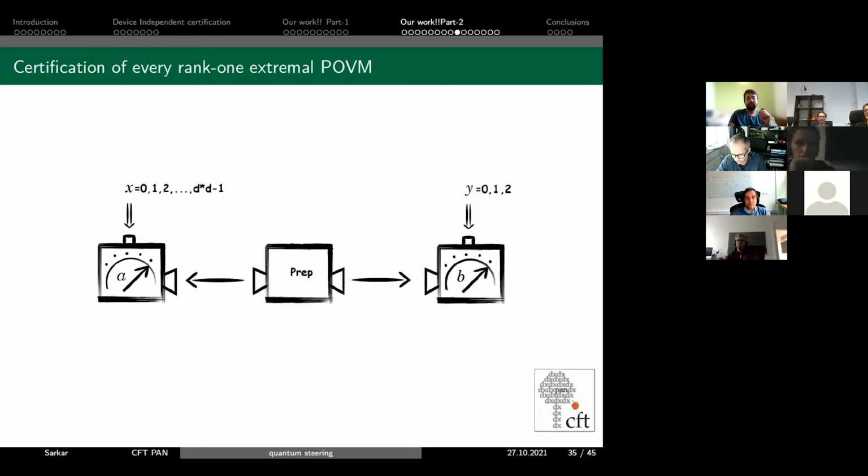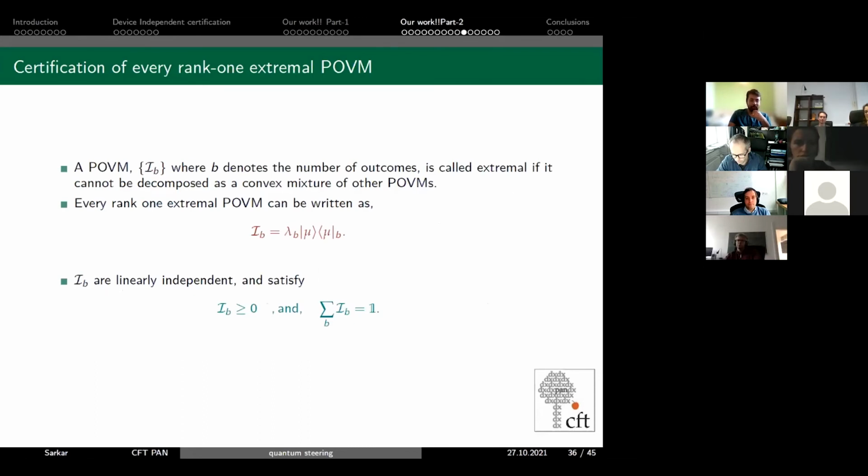So it turns out that we cannot certify every POVM, but every rank 1 extremal POVM. So what is meant by extremal POVM is some POVM which cannot be decomposed as a convex mixture of other POVMs. So like, for example, projective measurements. And every rank 1 extremal POVM can be written in this form, where this lambda b is some coefficient between 0 and 1, and these mu's represent some projectors. Also, these POVM elements must be linearly independent and positive semi-definite, and they sum up to identity.